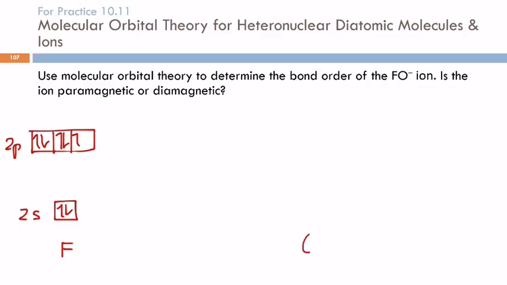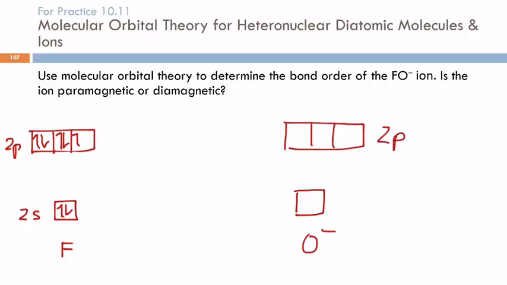And over here is going to be oxygen. I've got to give the minus to somebody. I'm going to give it to the oxygen for no particular reason, and it's not going to affect our ultimate answer. 2p and 2s. Oxygen itself, as an atom, has 6 valence electrons. Now with an extra one, we've got 7. 1, 2, 3, 4, 5, 6, 7.